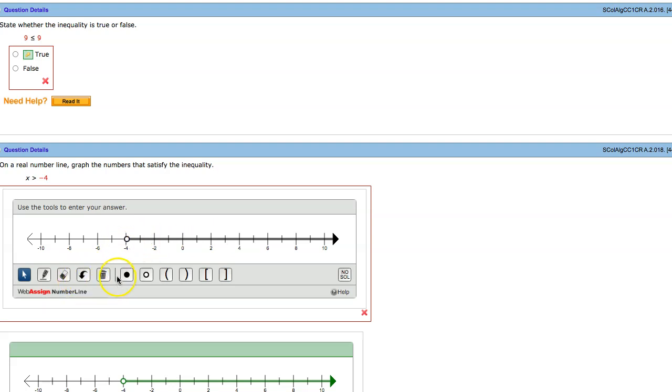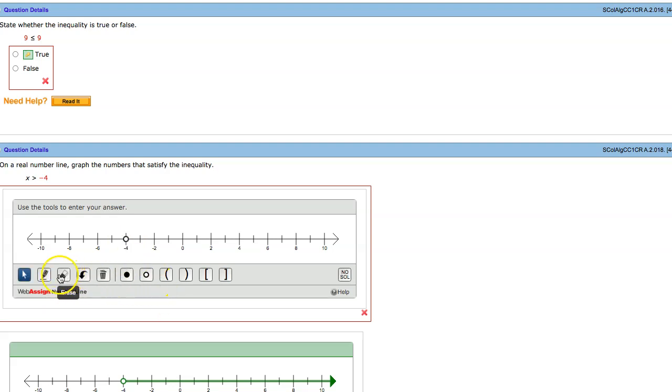And did it get my open circle? Let me see if it got it right. But anyway, everything to the right of -4. It's hard to pinpoint this thing, isn't it? Uh-oh. I think I messed it up. Let me get an eraser there. Well, I didn't want to do that much. Let's see. Let me put that.